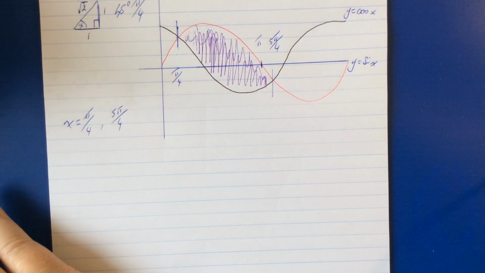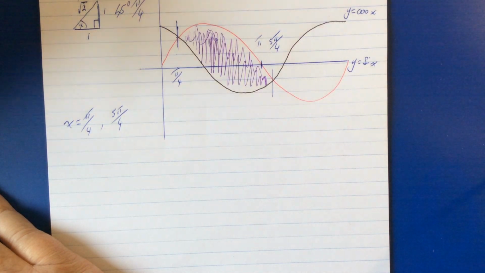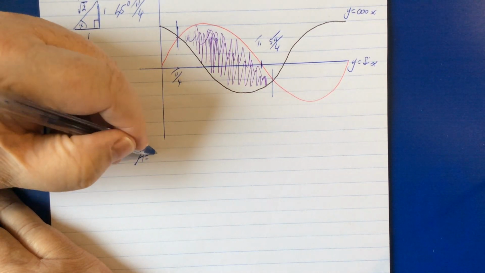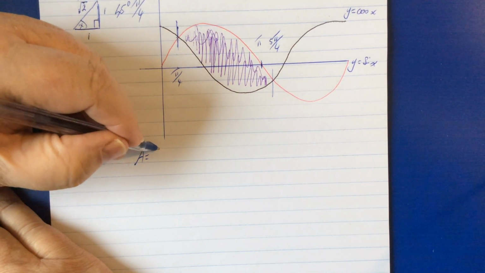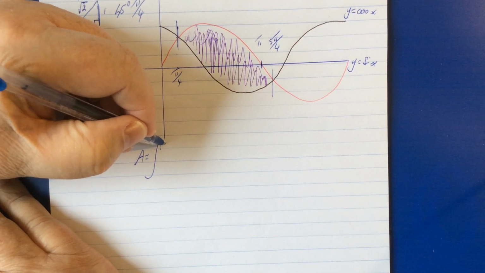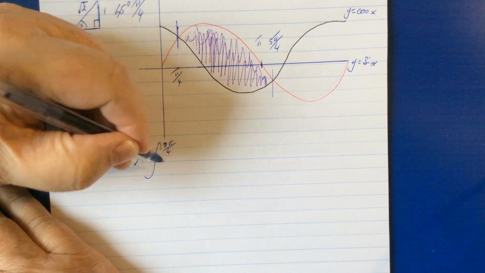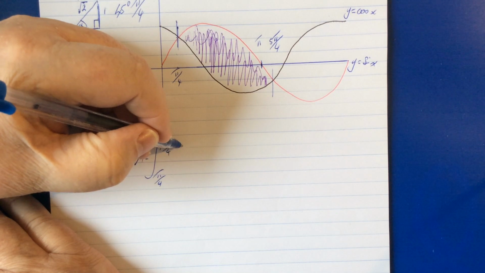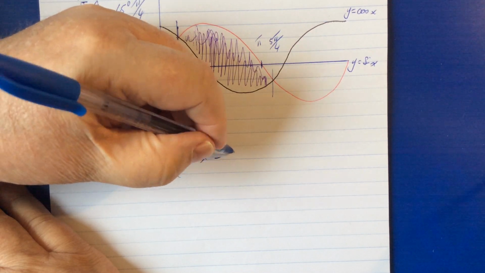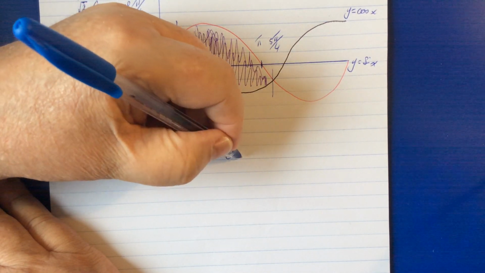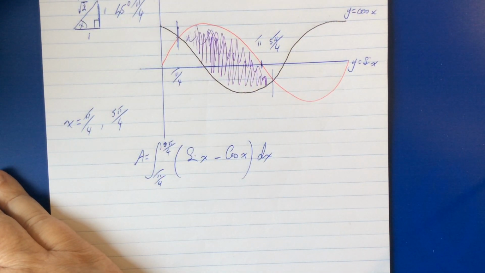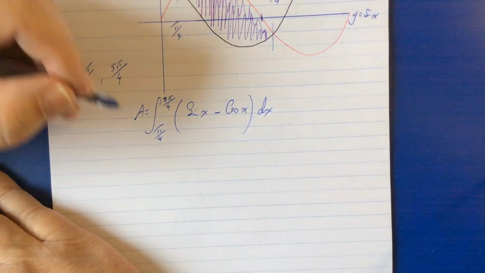Okay, so let's set up our equation, which is the equation of a definite integral. So the area is going to equal the antidifferential, the integral, from pi on 4 to 5 pi on 4, of sine of x minus cos of x dx. Okay, so let's get to work on that.